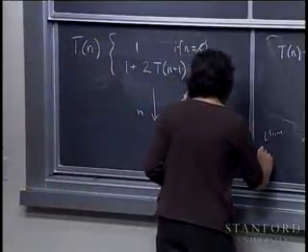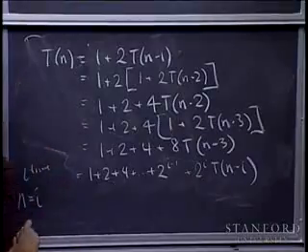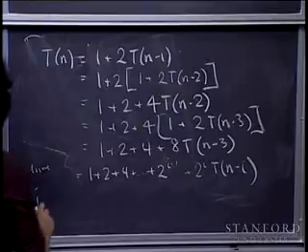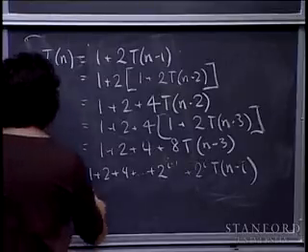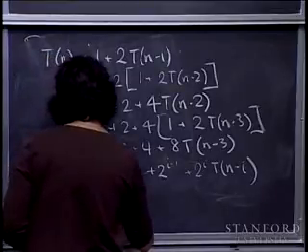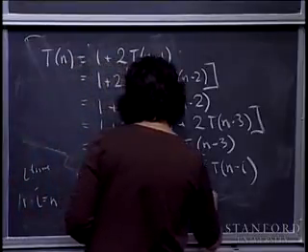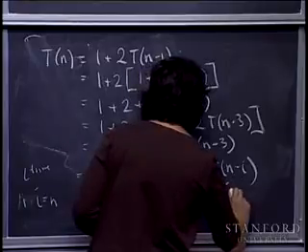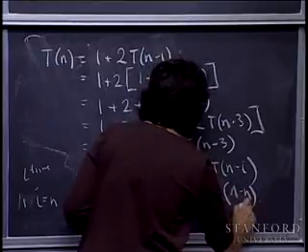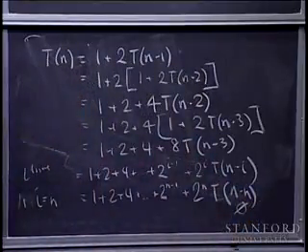So I actually want to set i equal to n here, going backwards, let's say i equals n, and I plug that in. I've got 1 plus 2 plus 4 plus all the powers of 2 up to 2 to the n minus 1, plus 2 to the n times T of n minus n, which is T of 0, which is just 1.